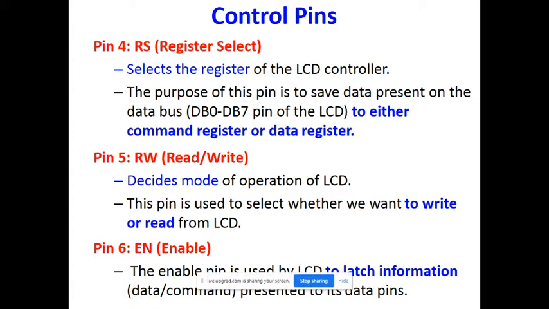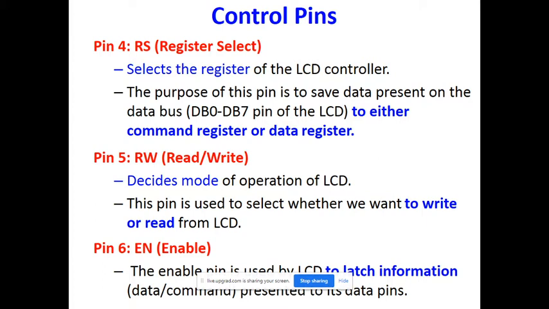In this fashion, the flow of information changes. Suppose your RW is equal to 1. At that time which action are you performing? Read action. Means data is coming from the LCD to the controller. And when RW is equal to 0, which action are you performing? Write action. In that case data is moving from the controller to the LCD, means writing into the LCD.